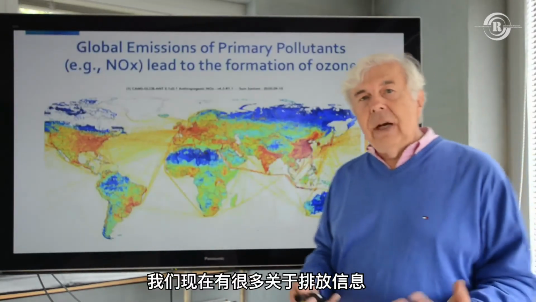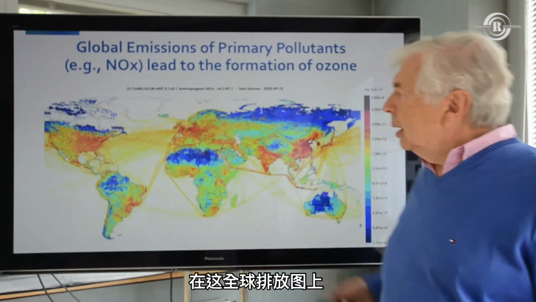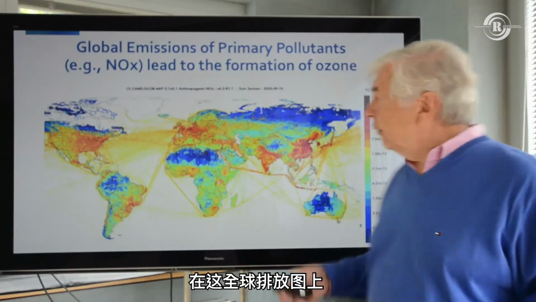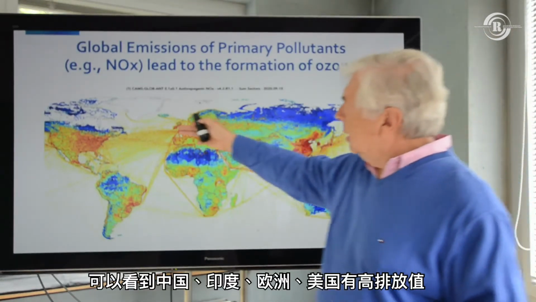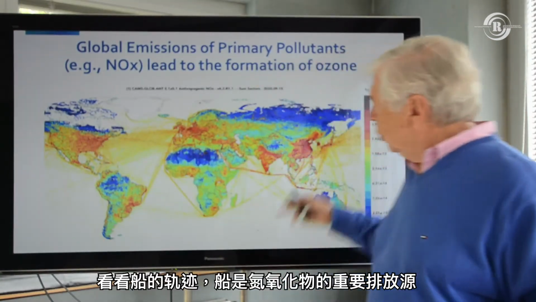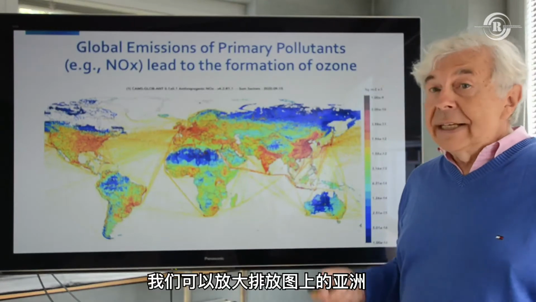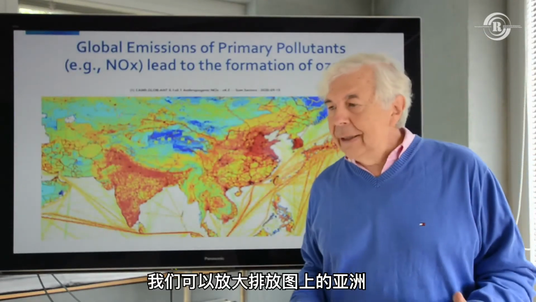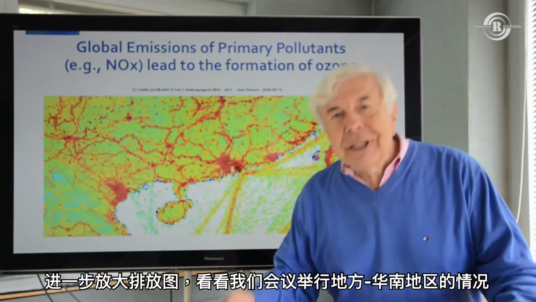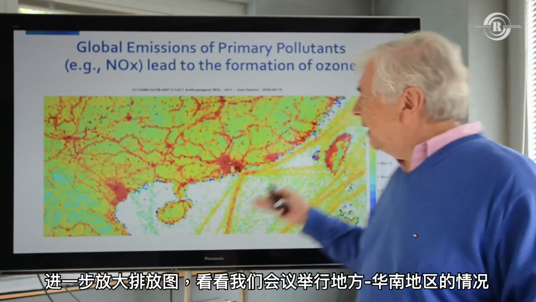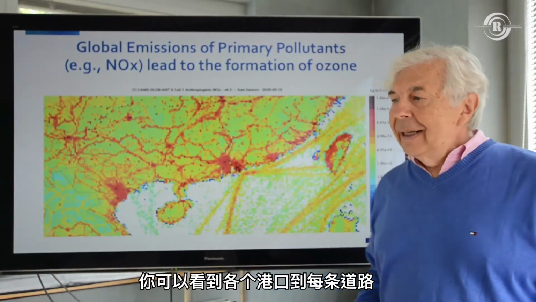And so we have now much more information about emissions. This is a global emission map that we have available, and of course you see the high values over China, over India, over Europe, over the US. You see the ship tracks. Ships are a big emitter of nitrogen oxides. We can zoom a little bit over Asia. We can zoom further to see what happens in the region where our meeting is taking place here in southern China. And you see, of course, the importance of traffic through the roads that exist.